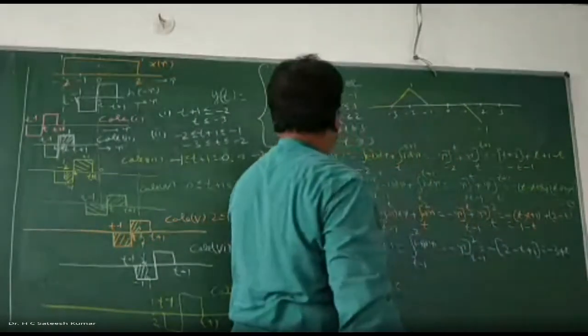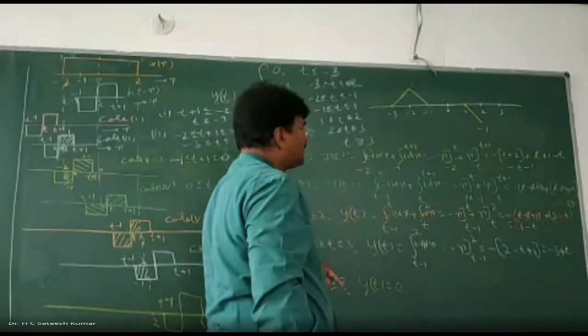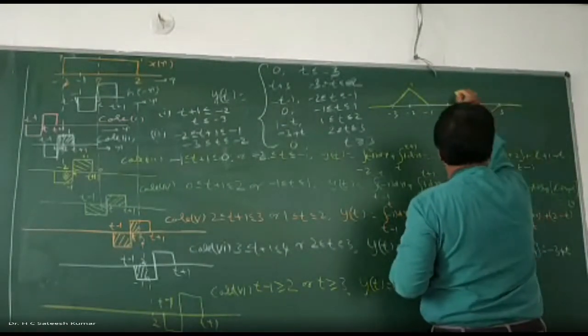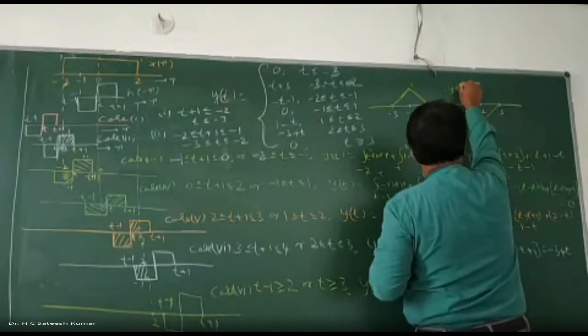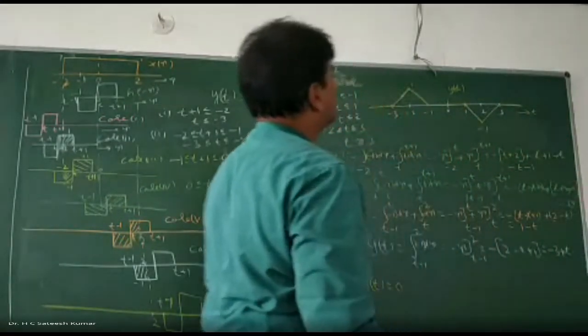Okay, right. Between 2 to 3, what is the value? Minus 1. At 3, its value is 0. So therefore, we are going to have y of t on the time axis. Okay, right? That's how we should do.